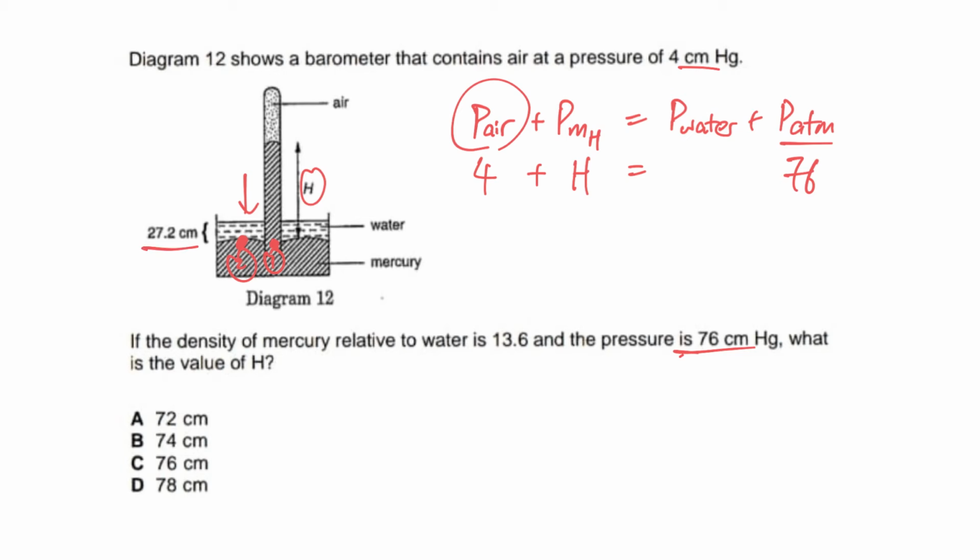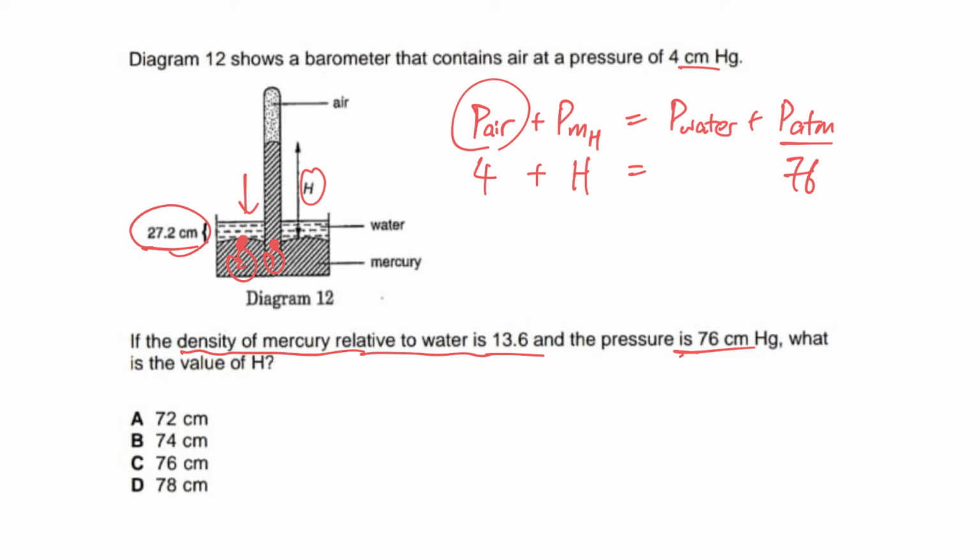For the 27.2 cm of water, you cannot just put in the value here because everything has to be consistent in terms of mercury. So what we need to do is to convert 27.2 cm of water to mercury. It is given that the density of the mercury relative to water is 13.6. So basically it means that mercury is 13.6 times heavier than water.